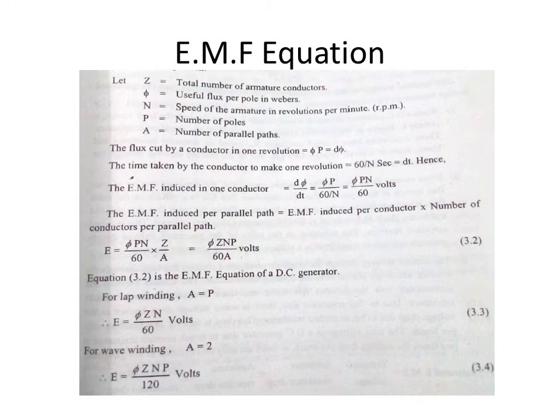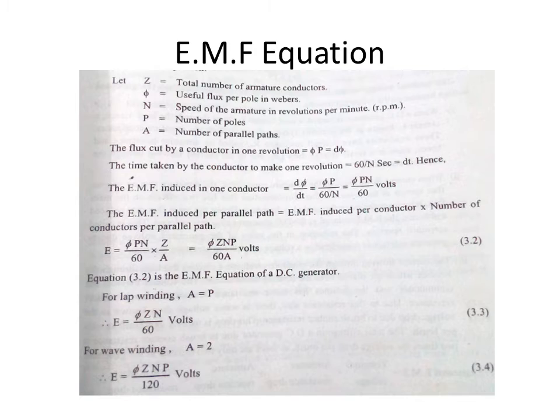First one, capital Z. Z is the total number of armature conductors in the complete armature structure. Phi is the useful flux per pole in Webers. N is the speed of the armature in revolutions per minute, RPM. P is the number of poles, that is, how many magnets or north and south poles are placed in the generator, represented as capital P, and capital A is the number of parallel paths. Already we have discussed, in the lap winding A is equal to P, in wave winding A is equal to 2.